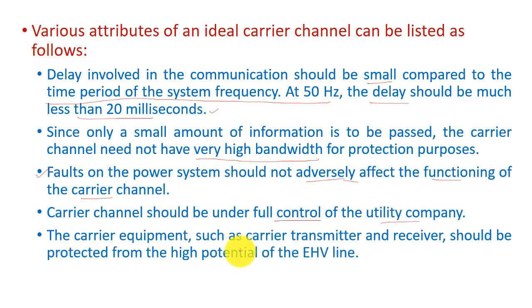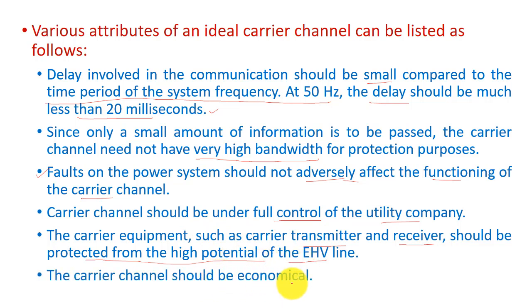The carrier equipment, such as the carrier transmitter and receiver, should be protected from the high potential of the EHV line. We have studied at UG level that there is electromagnetic interference between the EHV line and the telecommunication line. Therefore the carrier channel should not be affected by the high potential of the EHV line. The carrier channel should be economical as well. This is very important; being engineers, it should be the main criterion. It should not be very costly.